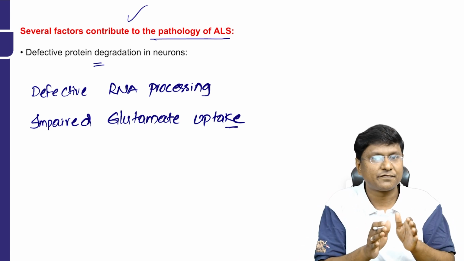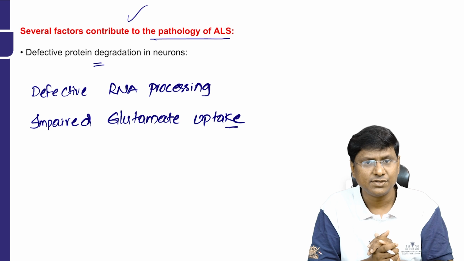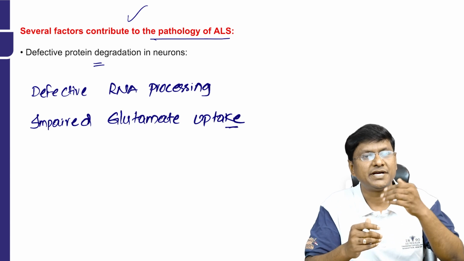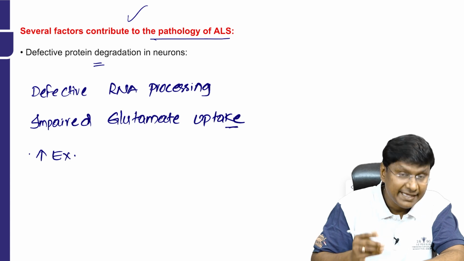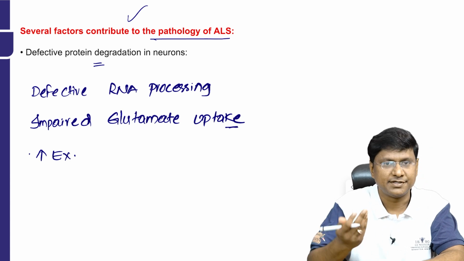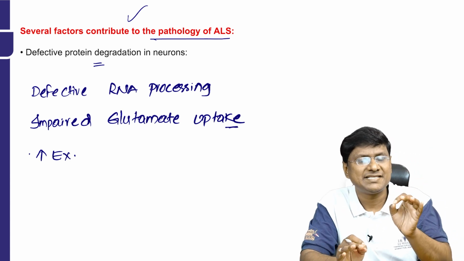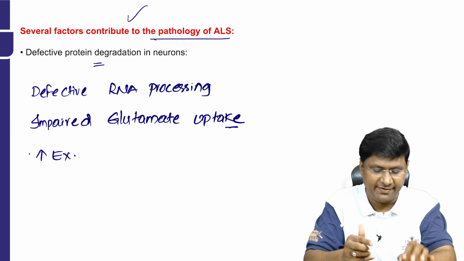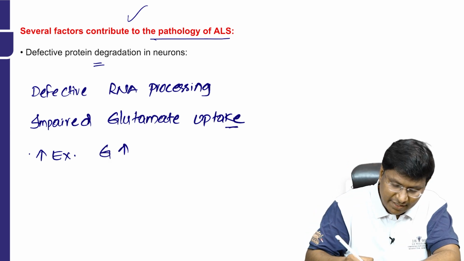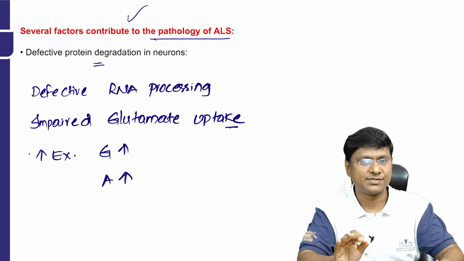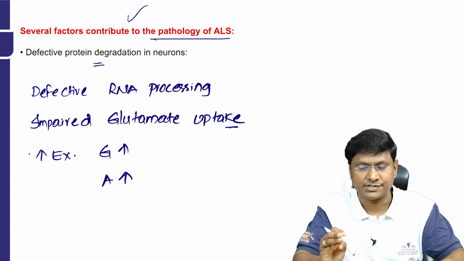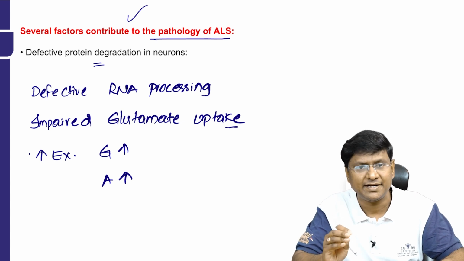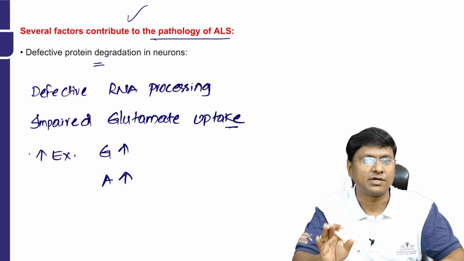And in case of amyotrophic lateral sclerosis, what are the neurotransmitters which are elevated? There is an increase in the excitatory neurotransmitters, okay? So the excitatory neurotransmitters which are elevated: there will be an increase in the glutamate levels, and there will also be an increase in the aspartate levels. So excitatory damage due to amino acid excitotoxicity. Glutamate and aspartate levels are elevated, and that will cause the excitotoxicity.